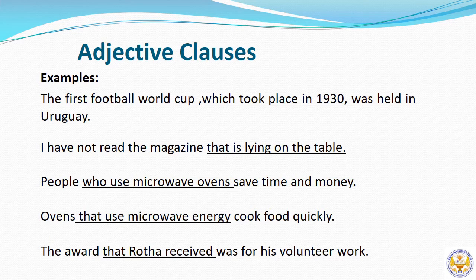I have not read the magazine that is lying on the table. So the adjective clause that we underline here modifies the noun magazine. People who use microwave ovens save time and money. So the adjective clause here modifies the noun people. Ovens that use microwave energy cook food quickly. So the adjective clause here modifies the noun ovens. The award that Ratan received was for his volunteer work. So the adjective clause here modifies the noun award.